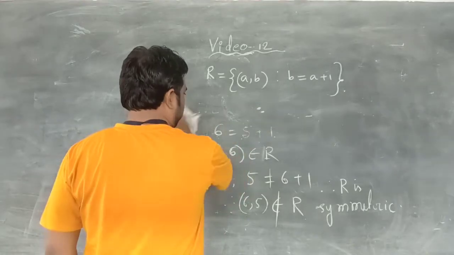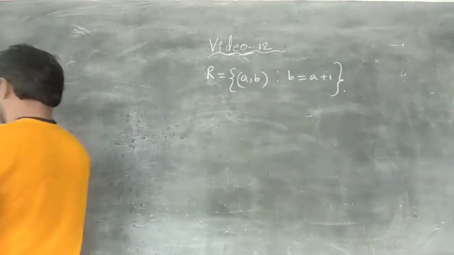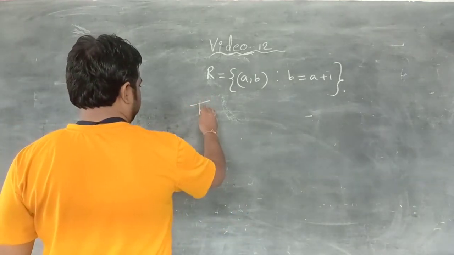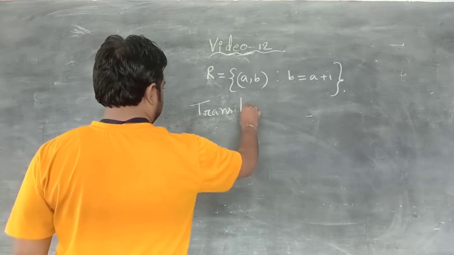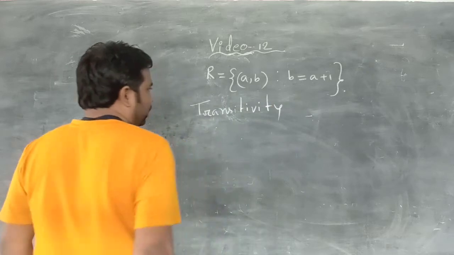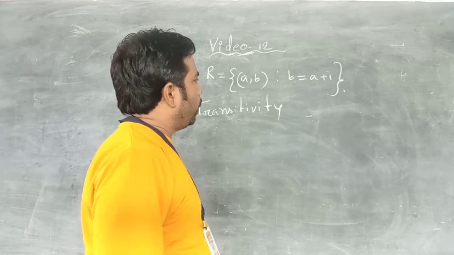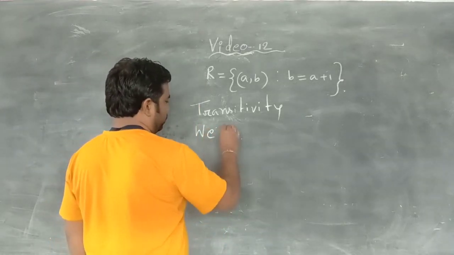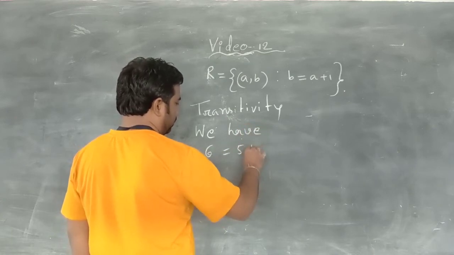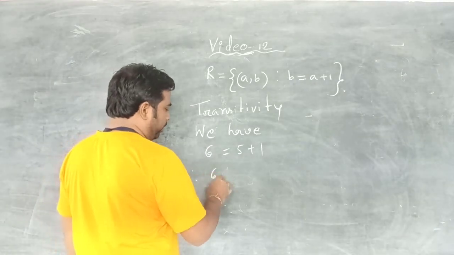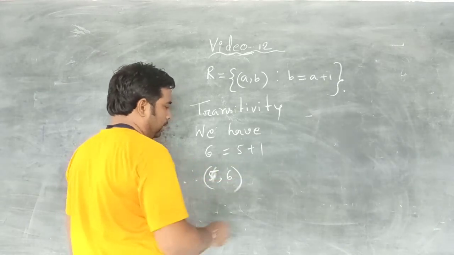That means it is non-reflexive, non-symmetric. Next, transitivity. Non-transitivity. See what we can write here. We have 6 equal to 5 plus 1. So 5 comma 6 belongs to R.